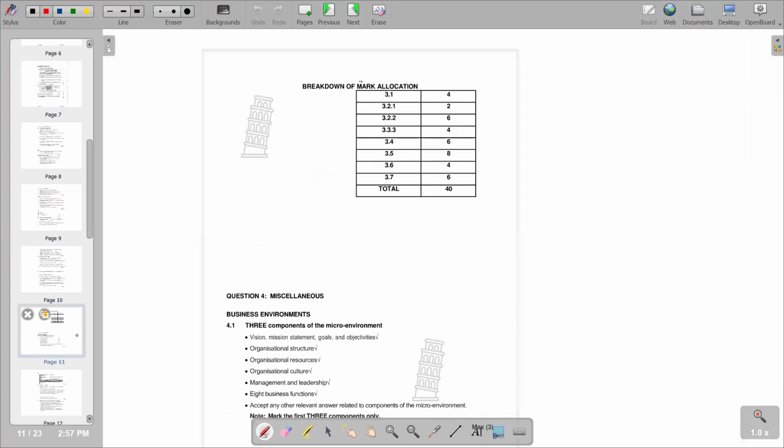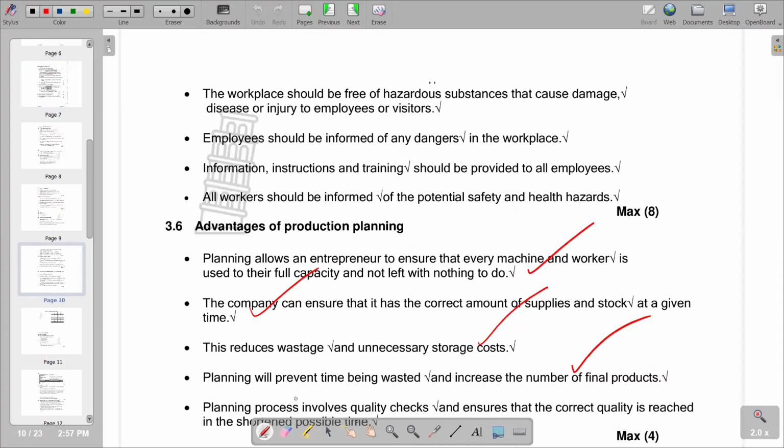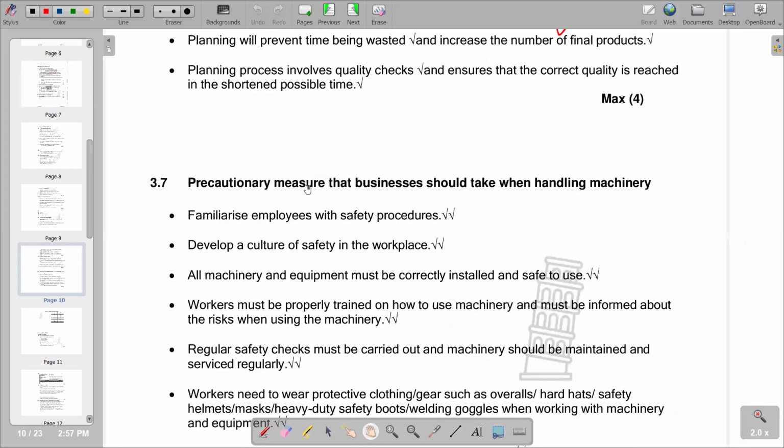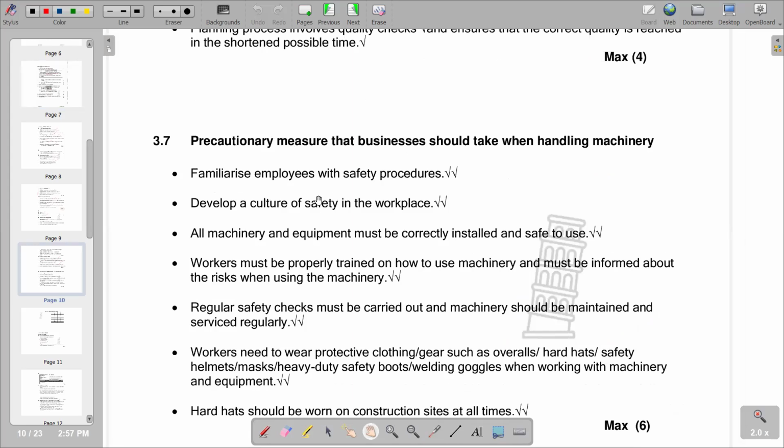So you'd see that in terms of those, the first one is to familiarize employees with safety procedures. So the employees have to know the safety procedures and familiarize themselves with the safety procedures so that they can be able to apply them. And develop a culture of safety in the workplace.